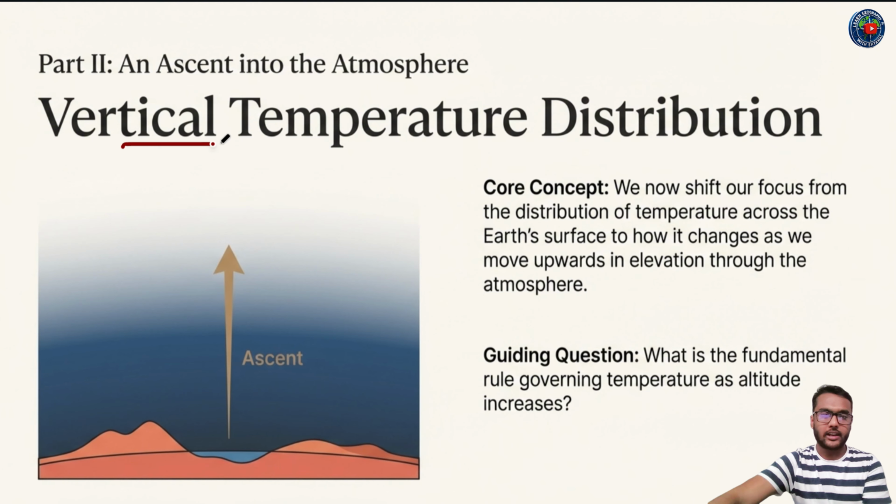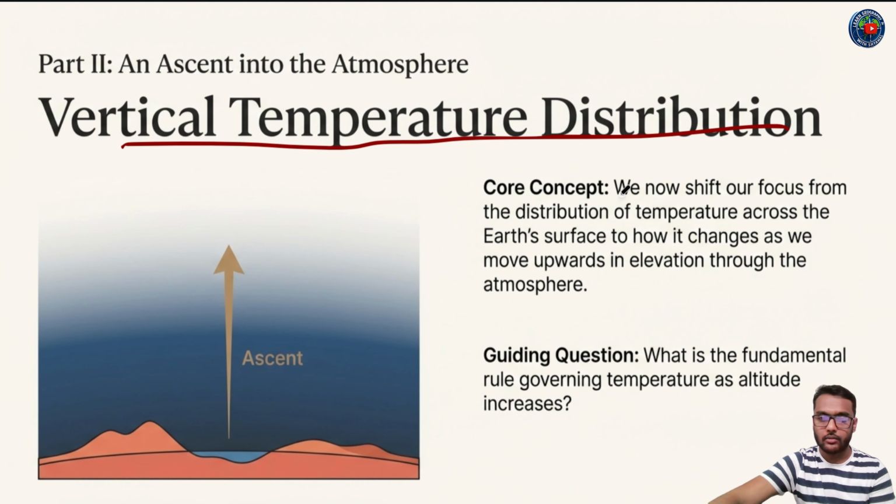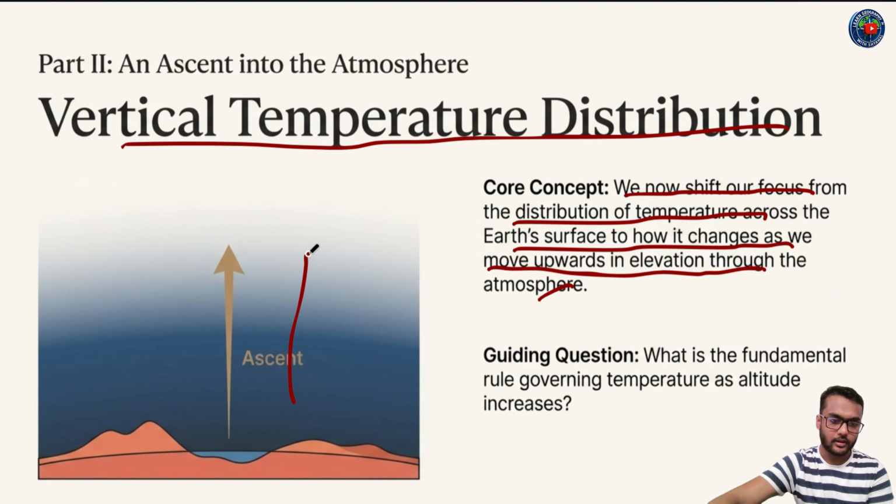Okay, now vertical temperature distribution on the Earth across the atmosphere. The core concept is we now shift our focus from the distribution of temperature across the Earth's surface to how it changes as we move upwards in elevation through the atmosphere, in the upward direction from the surface towards space.